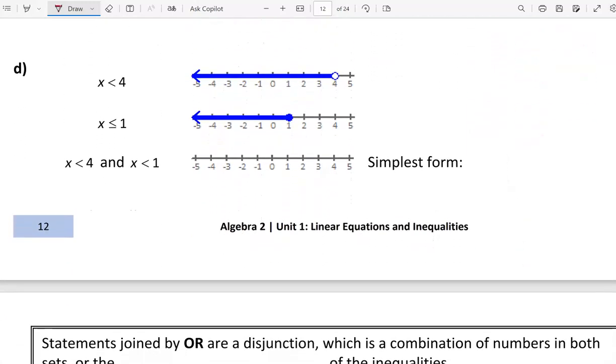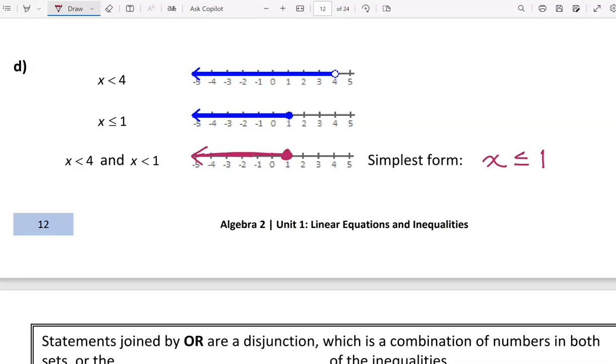In D, you'll notice that these two inequalities are pointing in the same direction. x is less than 4, x is less than or equal to 1. The region they have in common is everything from 1 to the left, including the endpoint. In simplest form, you can just write down what you see on that number line, which is x is less than or equal to 1.